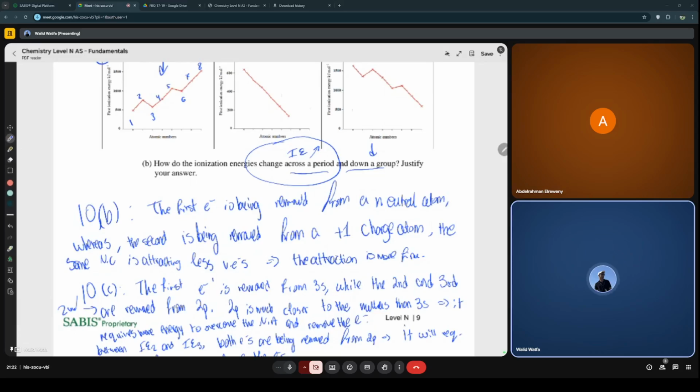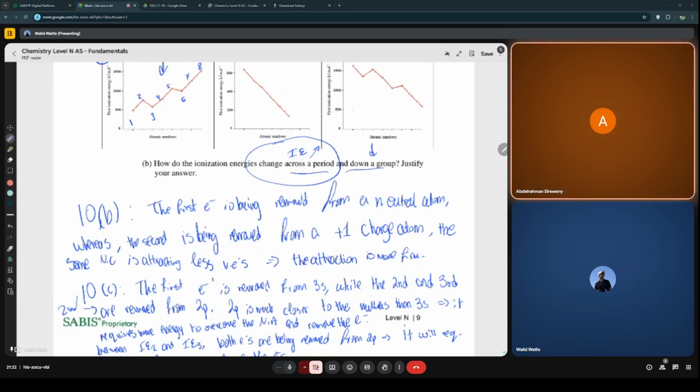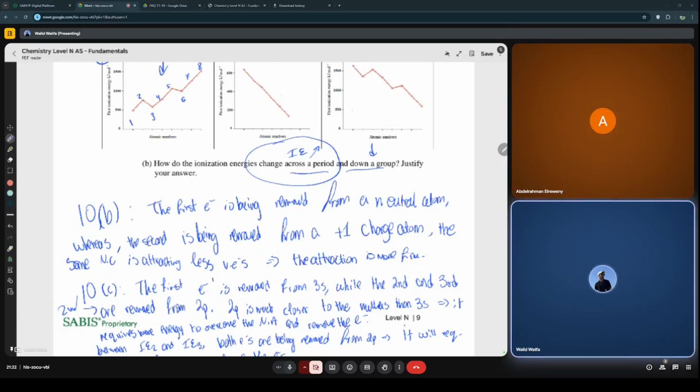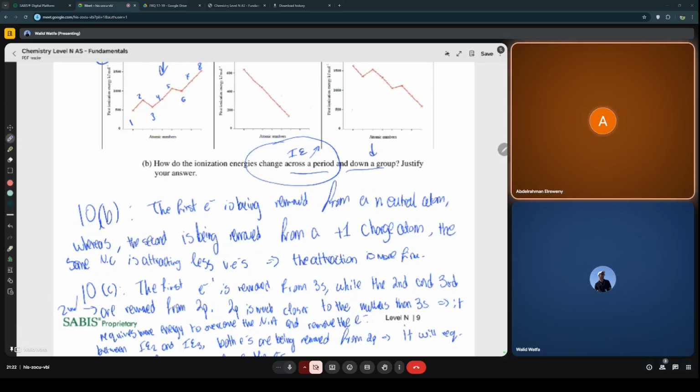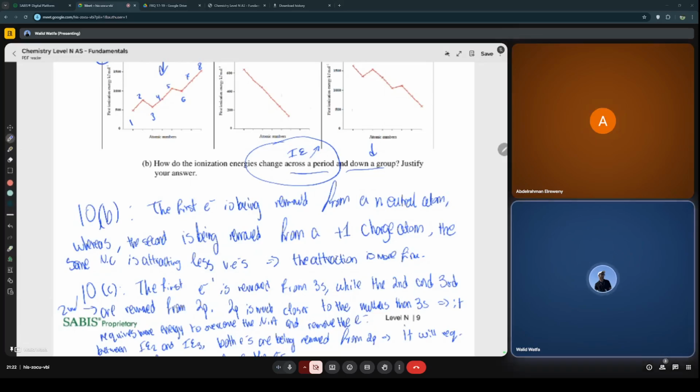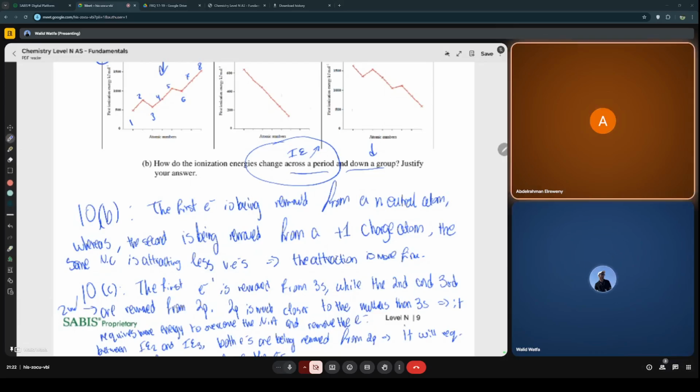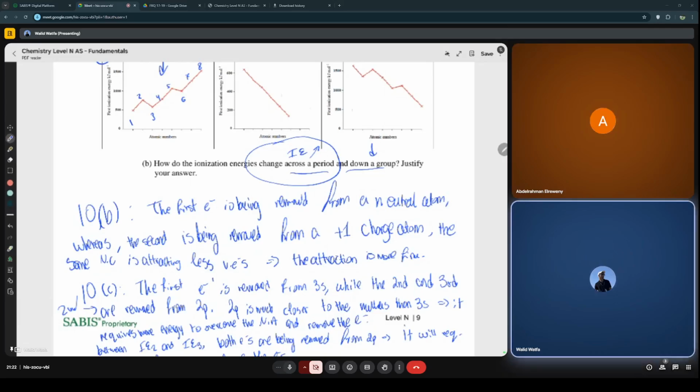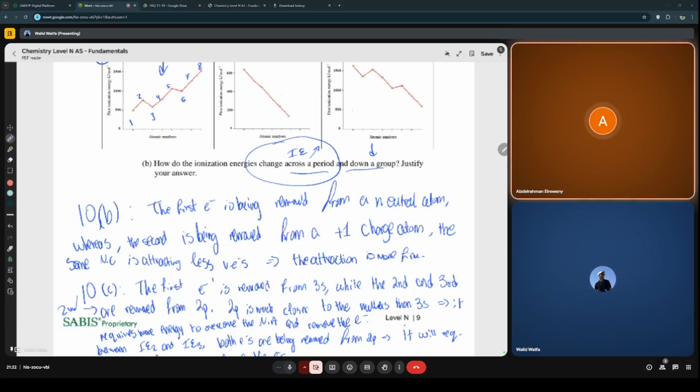Okay, how about down a group? Why does it decrease? Now, what does ionization energy depend on? Do you have any idea? The shielding effect. Shielding effect, perfect. That's the first one. Second one? The nuclear charge. Excellent. Okay, so down a group, what increases? No, we said across a period, nuclear charge increases. Okay, down a group, what happens? What increases? Shielding effect.